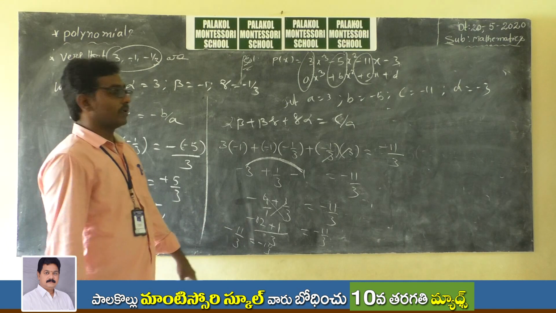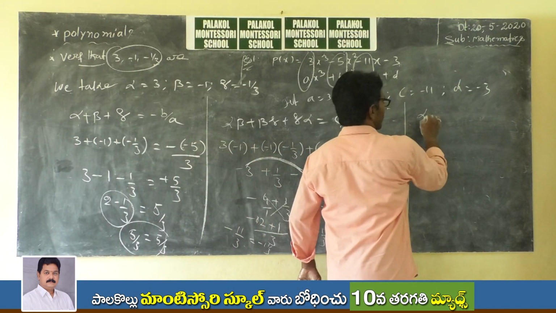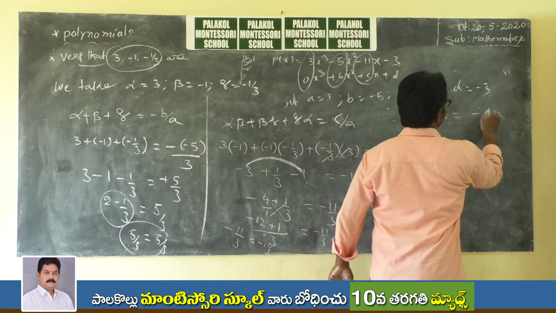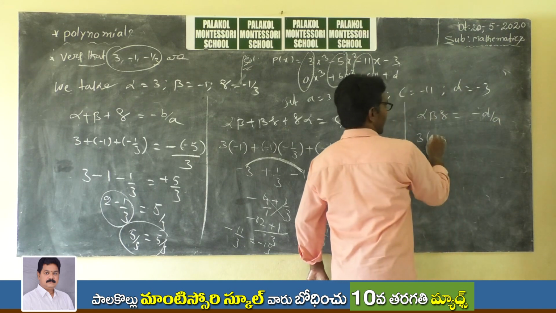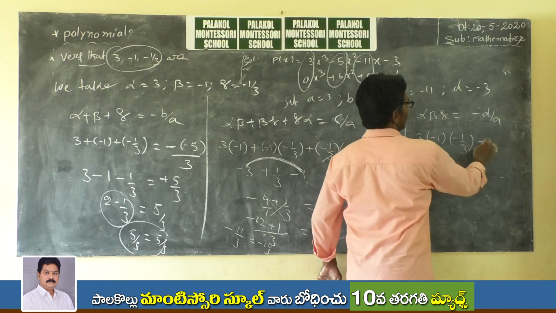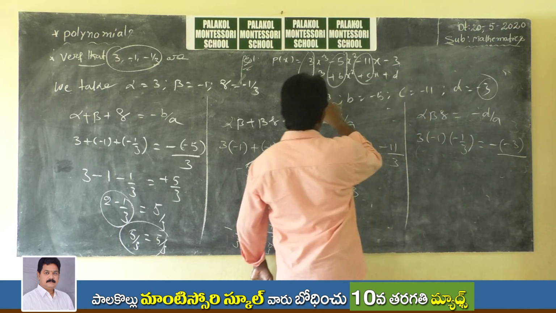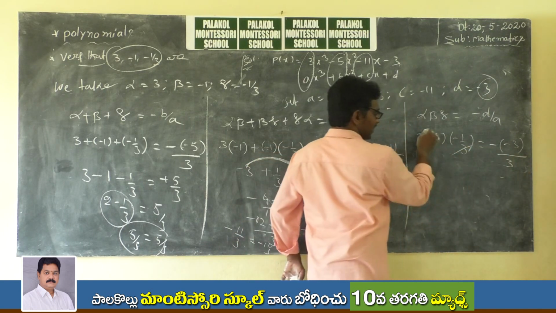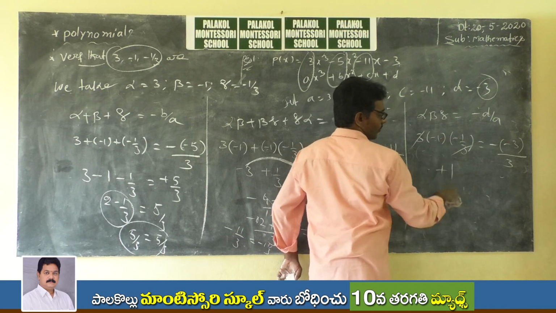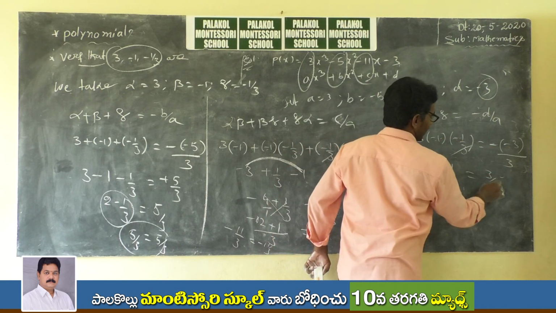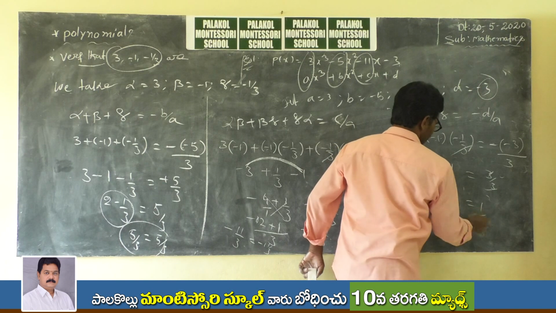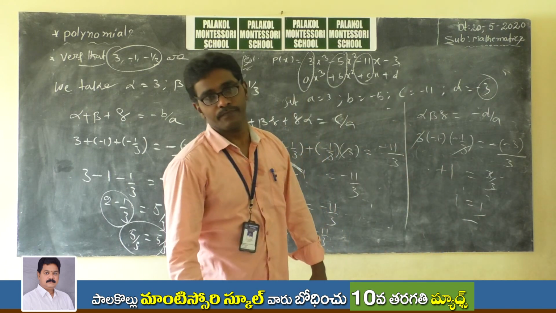Both sides are equal. Last and final, alpha beta gamma is equal to minus d by a. This is 3 into minus 1 into minus 1 by 3 is equal to minus of the d value, minus 3, by a value 3. This cancels: the left side is 1, and minus of minus 3 by 3 gives 1. So this finishes the sum.